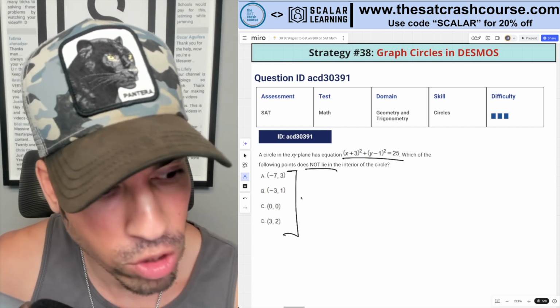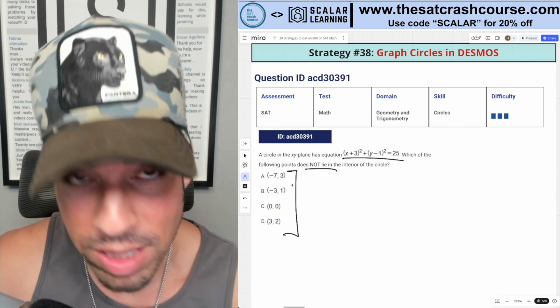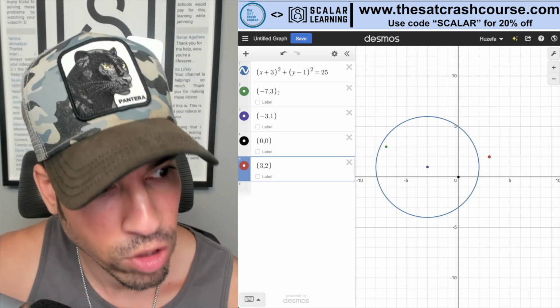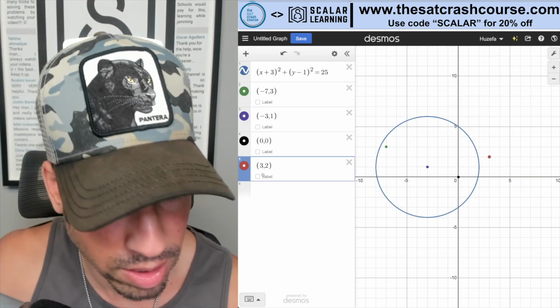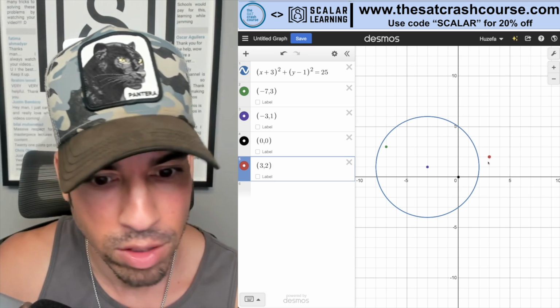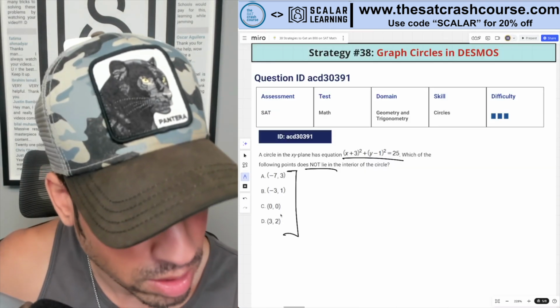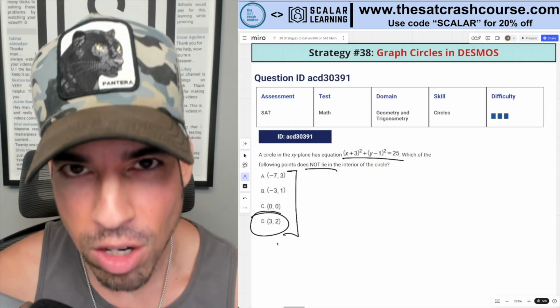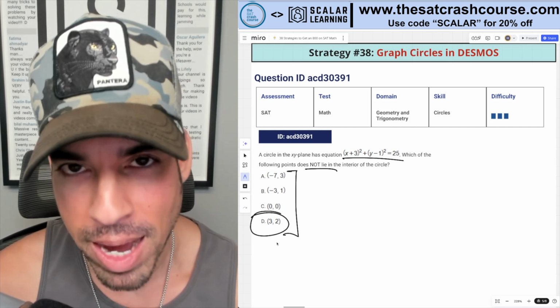So we can graph the circle, graph the coordinates, and see which one of these is outside the circle. So let's do that now. So here we have the circle, and here we have all the coordinates listed out. And the only one that's outside is right here, 3, 2. So 3, 2, D is the winner. Done. That's it, guys. Those are my 38 strategies to get a perfect 800 on the digital SAT math portion.